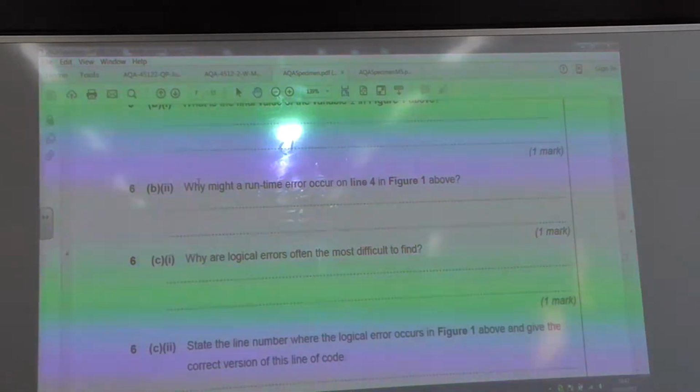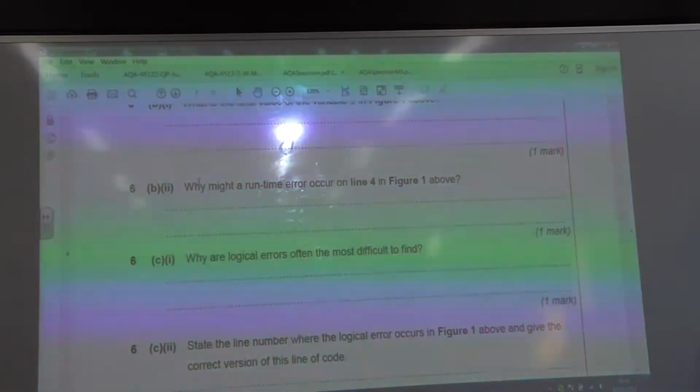Why are logical errors the most difficult to find? Because the computer doesn't pick them up. Because you haven't written anything wrong as such. It's just you haven't written what you wanted to do, but what you've written isn't any like syntax error, so you can't pick what you've done. Just syntax error? Leo? I think that's because you can only spot the error when you're actually testing it, right? Not before the problem is there.